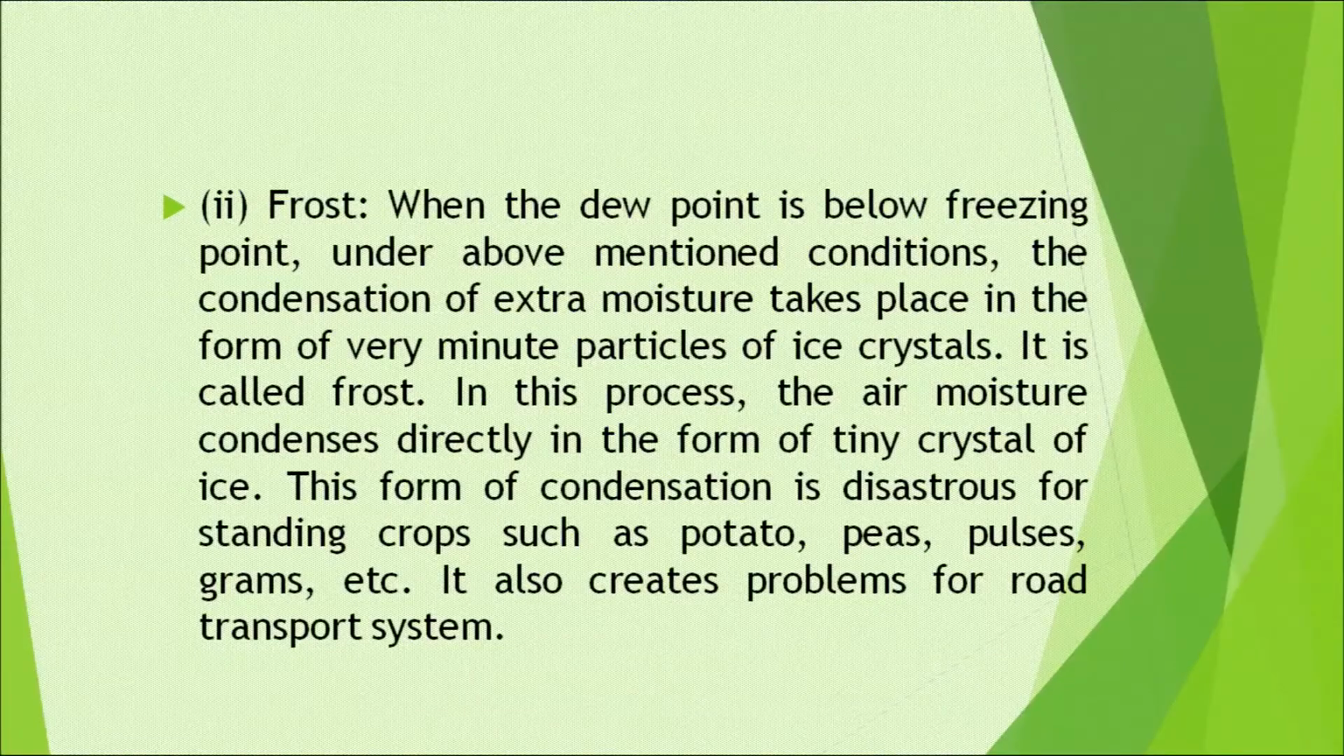Frost. When the dew point is below freezing point under above mentioned conditions, the condensation of extra moisture takes place in the form of very minute particles of ice crystals. It is called frost. In this process, the air moisture condenses directly in the form of tiny crystals of ice. This form of condensation is disastrous for standing crops such as potato, peas, pulses, grams, etc. It also creates problem for road transport system.